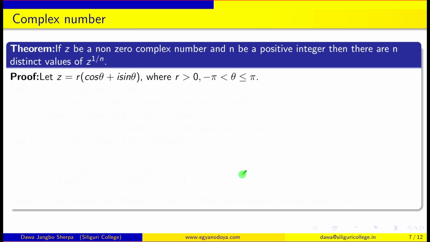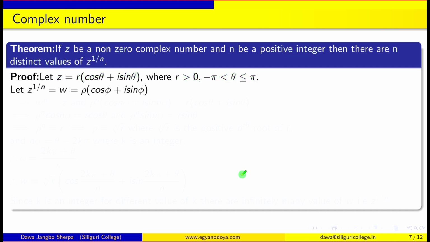Now the next theorem is: let z be a complex number and n be a positive integer, then z to the power 1 by n has n distinct values. So this is the theorem. Now we are going to prove this theorem. Suppose z is equal to r (cos theta plus i sin theta). That means the polar representation of z is r (cos theta plus i sin theta), where this theta is the principal argument and r is greater than 0.